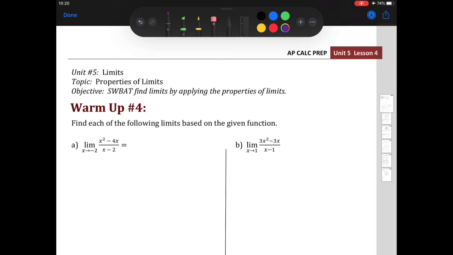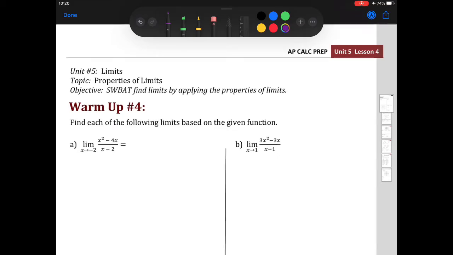The warm-up says find each of the following limits based on the given function. A function is given to you, so you always start with direct substitution. If that doesn't work, then you think about either factoring, rationalizing, or simplifying. So here, if I substitute -2, I do not get a denominator of 0. So I'm good to go.